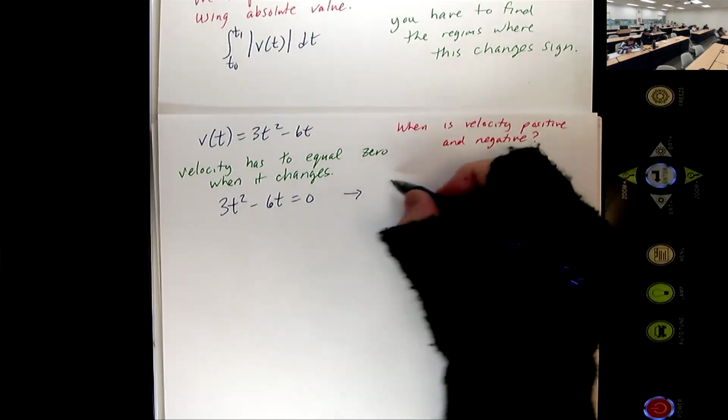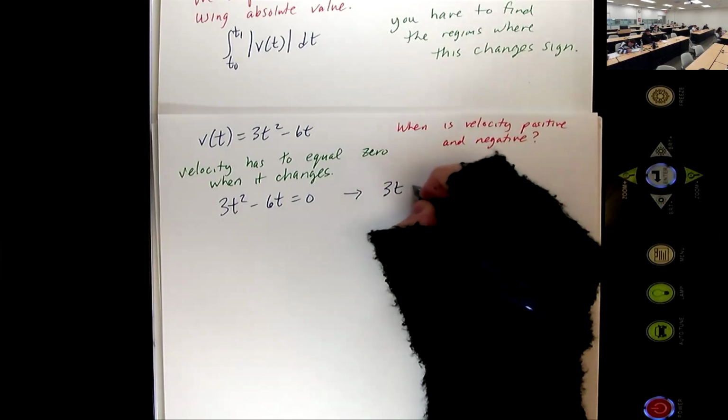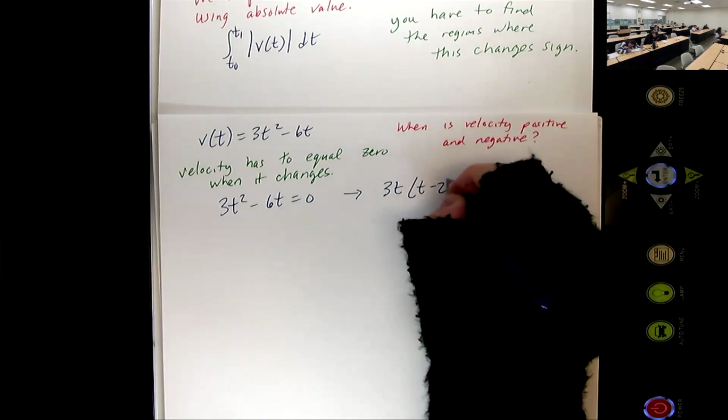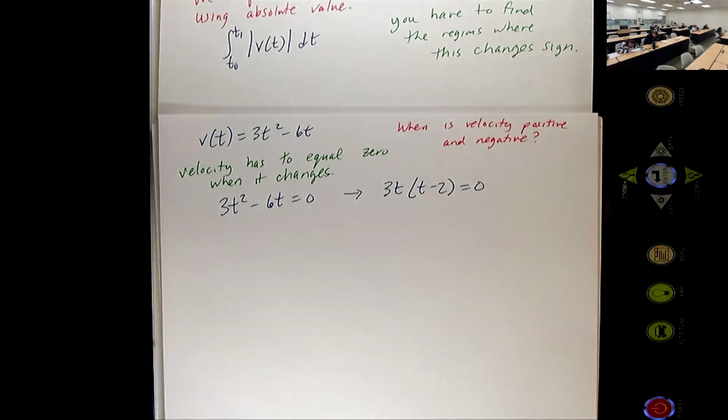So if I factor that, it looks like I can pull out a 3t. And I have t minus 2 equals 0. Hopefully everyone remembers how to do this. How do we go about doing this?